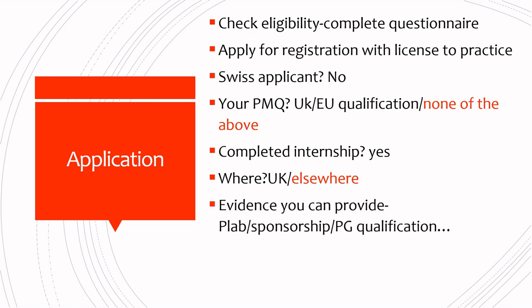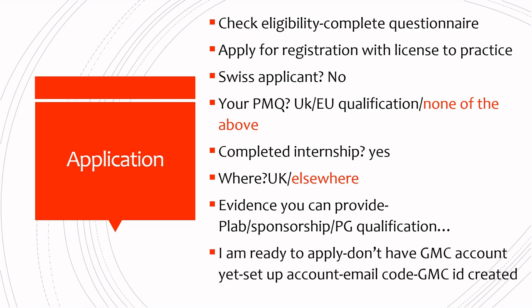Then, the evidence that you can provide, which can be either PLAB, a sponsorship route, or a PG qualification. In the case of Royal College membership, you'll have to select the PG qualification. There are many other options as well, but I'm just showing you these three because these are the most common routes: PLAB, the MTI sponsorship route, or the Royal College membership route. Then they'll show that I'm ready to apply.